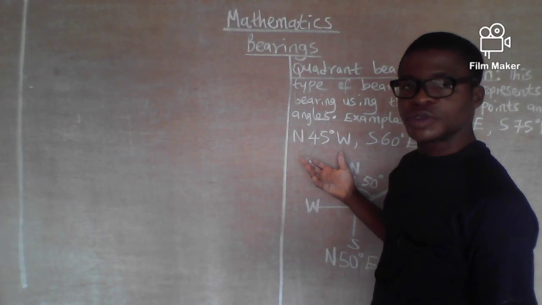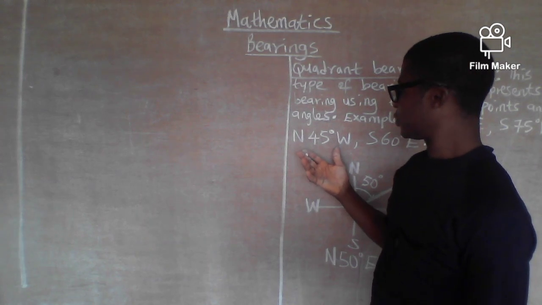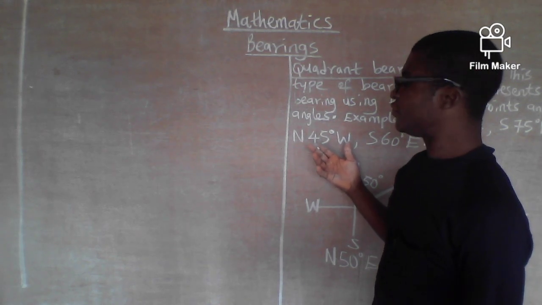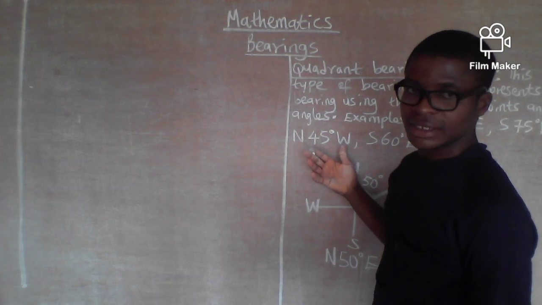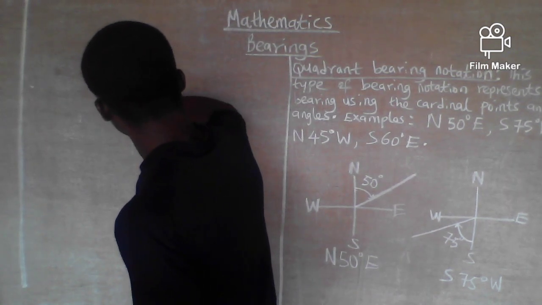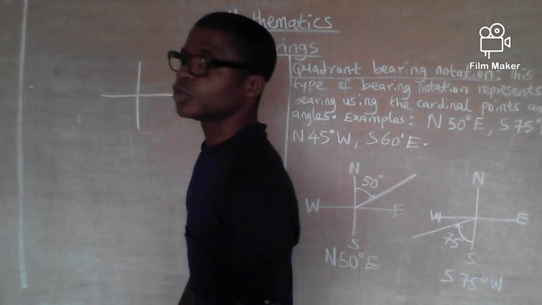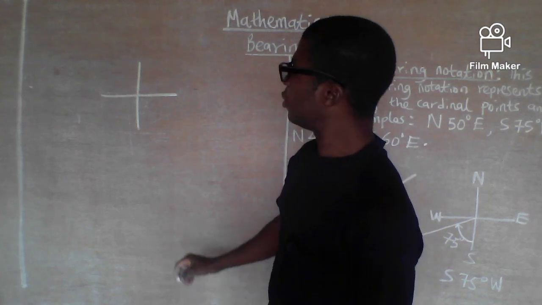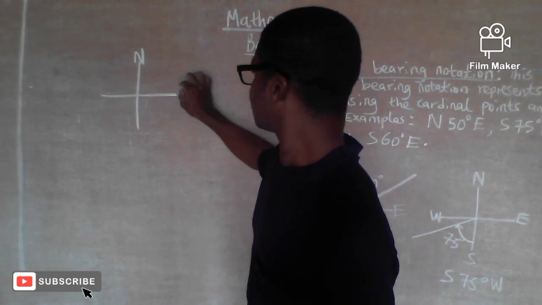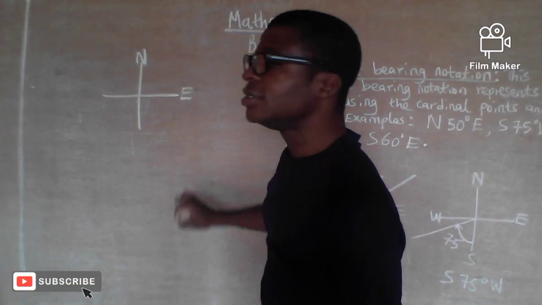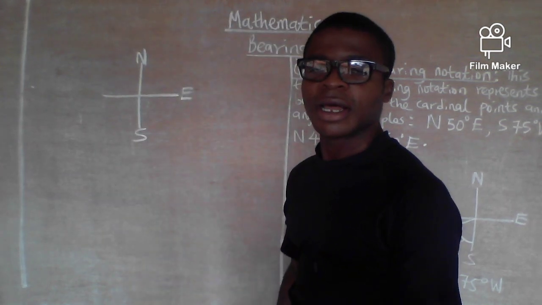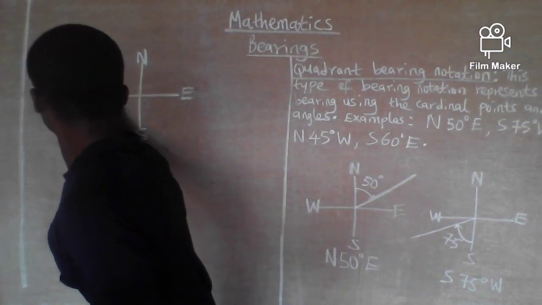So the next thing is to represent this bearing, north 45 degrees west. To represent this bearing diagrammatically, the first thing to do is to draw the Cartesian. On top is the cardinal point north. At the right hand side is the cardinal point east. Below is the cardinal point south. And at the left hand side is the cardinal point west.